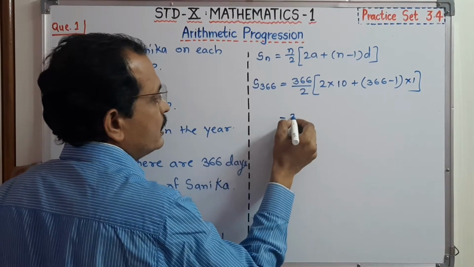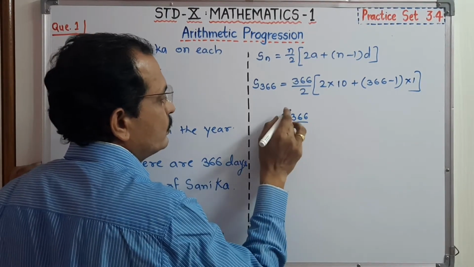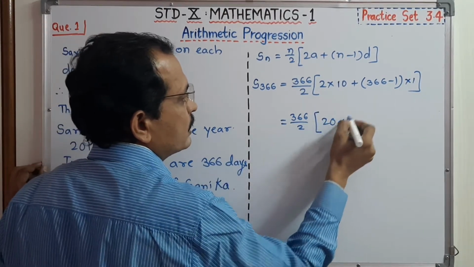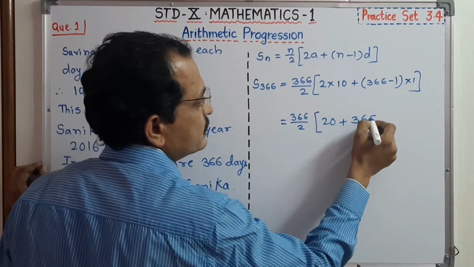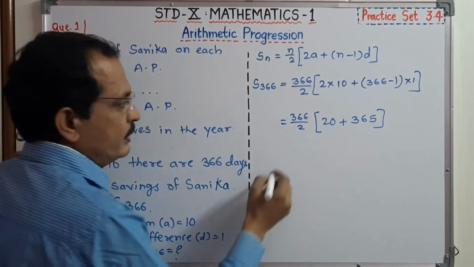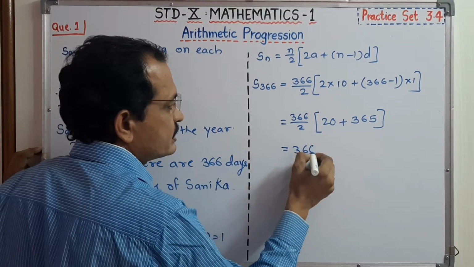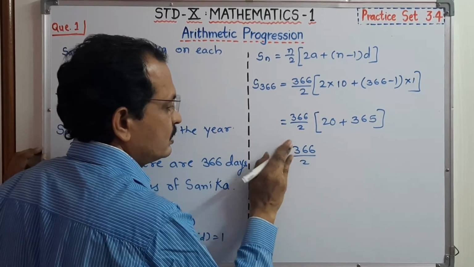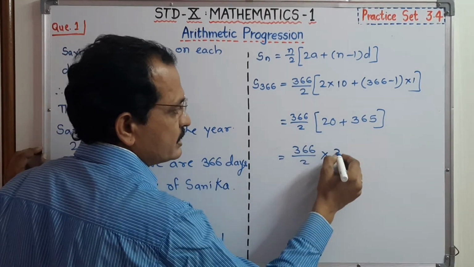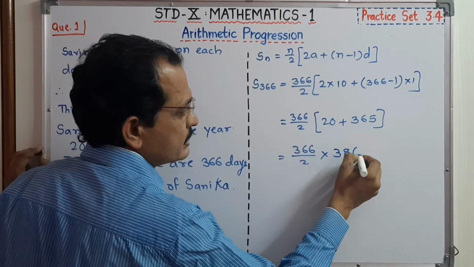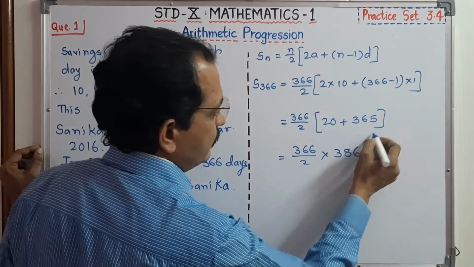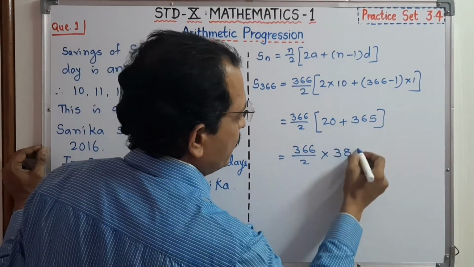Now 366 upon 2 into 20 plus 365 into 1, that is 365. Now here 366 upon 2 into 20 plus 365, it is 386. Got it? Now see here, sorry, 385.